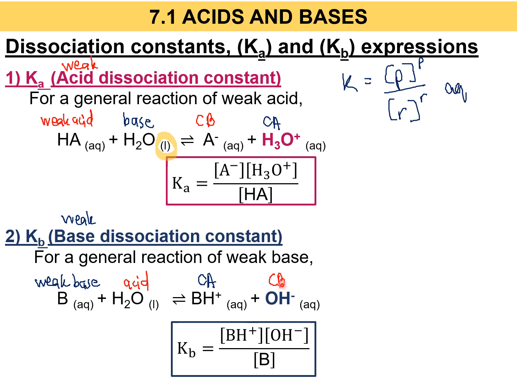And then as usual, if you want to build the K expression, whether A or B, it must be the concentration of product to the power of product, divided by the concentration of reactant to the power of reactant, and the phase must be aqueous. Then when you want to build the Kb expression, the concentration of product must be on top, which we can see the products here are the conjugate acid BH+ and the conjugate base OH-, divided by the concentration of the weak base. The concentration of H2O we can ignore just because it is in the pure liquid phase. Understand?